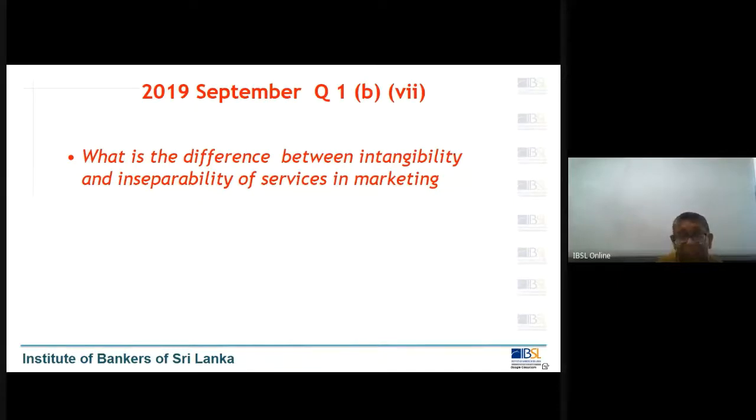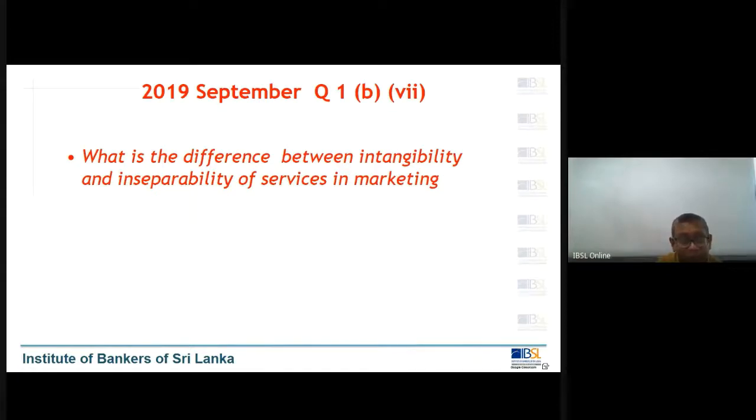Now let's look at another question from 2019 September, which is the last question paper. This appeared in IBSL in 2019 September. Again, question number 1, right? Can you answer this? What is the difference between intangibility and inseparability of services in marketing? Yes, sir. Right, can you answer now?